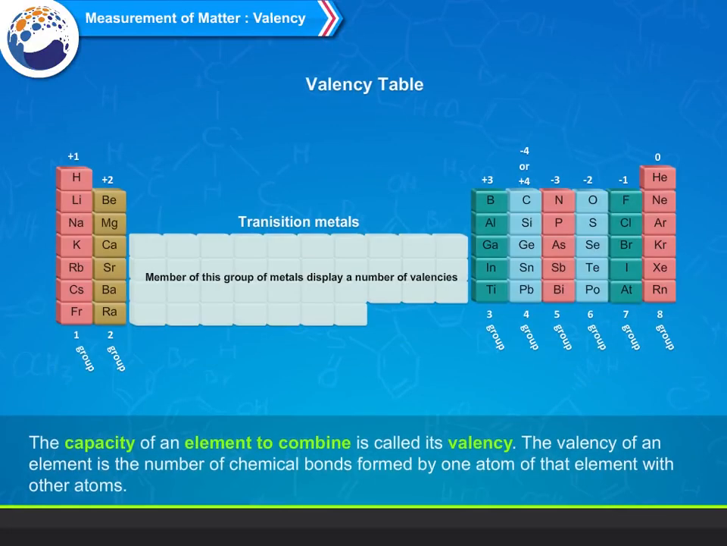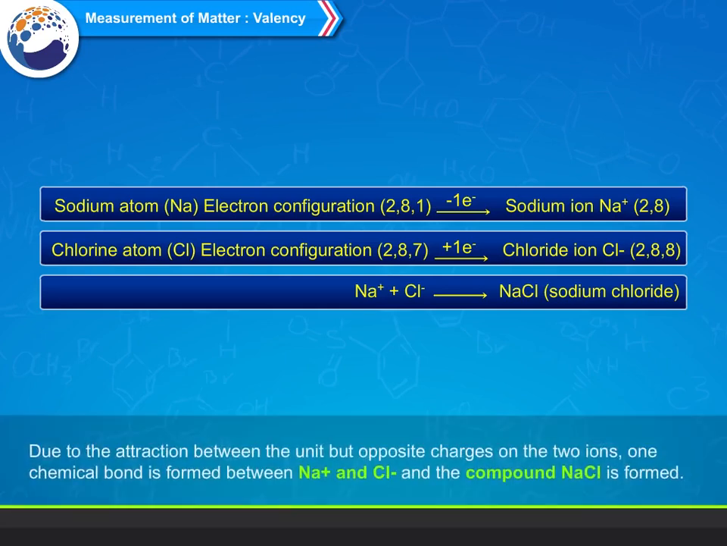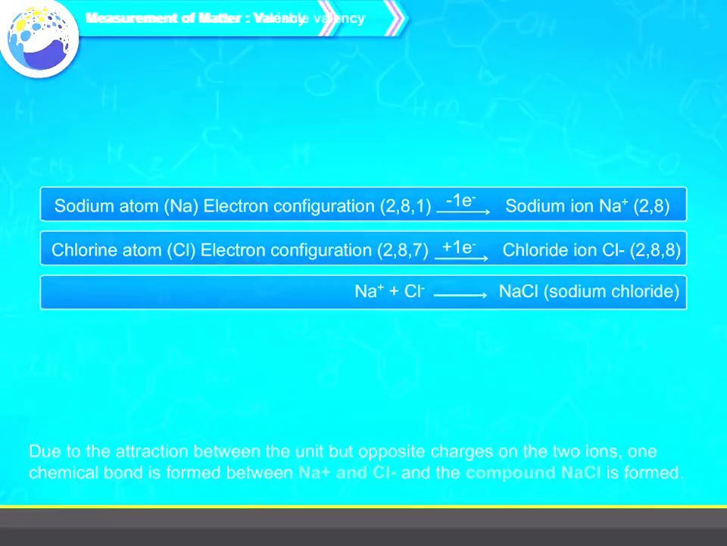Valency. The capacity of an element to combine is called its valency. The valency of an element is the number of chemical bonds formed by one atom of that element with other atoms. A sodium atom gives away one electron, and a cation of sodium is formed. Hence, the valency of sodium is 1. A chlorine atom takes up one electron and forms an anion of chlorine, chloride, and thus the valency of chlorine is 1. Due to the attraction between the unit but opposite charges on the two ions, one chemical bond is formed between Na+ and Cl-.